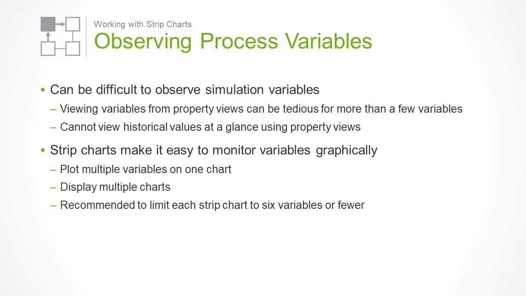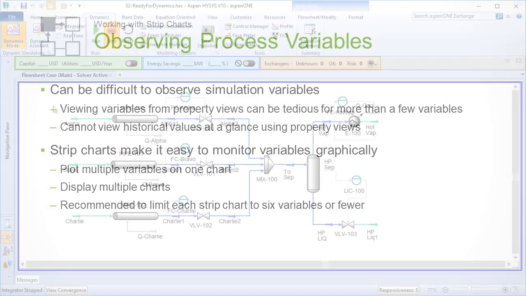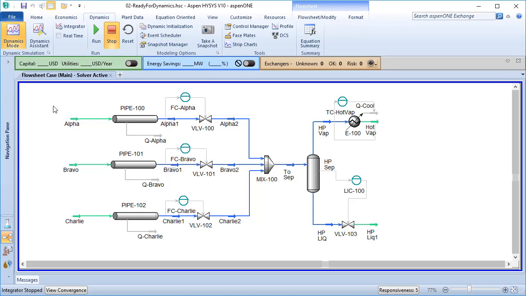Strip charts provide a method for easily monitoring key process variables graphically. You can plot numerous variables on a single chart, and you can have multiple charts. While each strip chart can have a virtually unlimited number of variables, it is recommended to limit each chart to 6 variables or fewer. In the Dynamics tab of HYSYS, click the Strip Charts button.